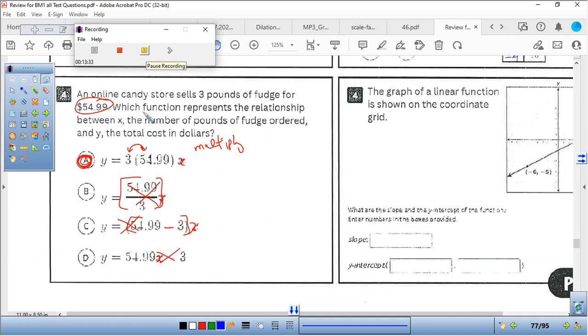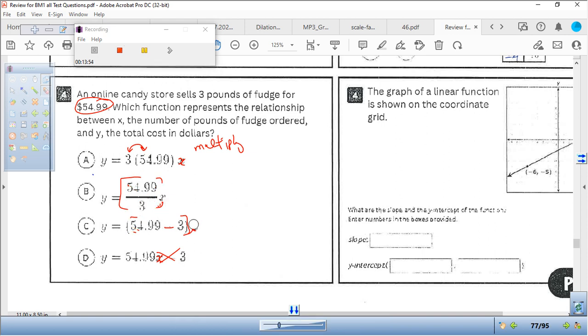On this one here, it says, an online candy store sells 3 pounds of fudge for $5.49. Which fraction represents a relationship between X and the number of pounds of fudge ordered? Why? The total cost in dollars. Sorry, I don't know why I had the answer as A. I don't know why I went with A.